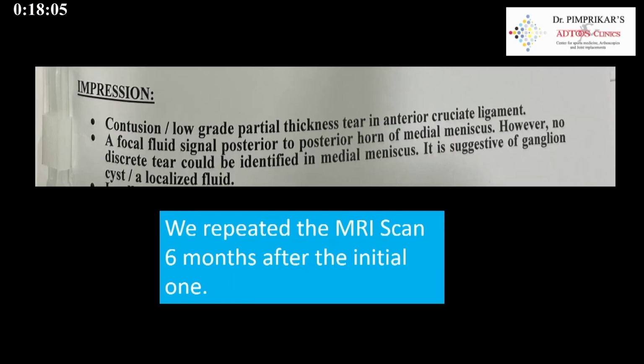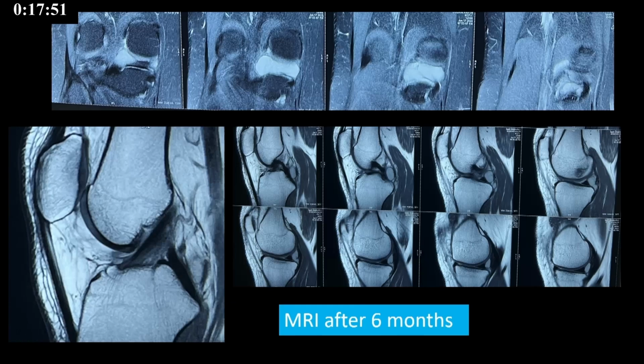So we got the MRI repeated. The report of the index MRI showed a low-grade partial thickness tear in the anterior cruciate ligament and fluid collection posterior to the posterior horn of the medial meniscus. On the repeat MRI, which we did after 6 months, we found that the ACL had probably healed very well. Now the ACL is looking absolutely jet black and intact. One can see a huge amount of collection, increased compared to the previous MRI, and this cystic collection, starting from the PCL, came onto the posteromedial side of the tibia.